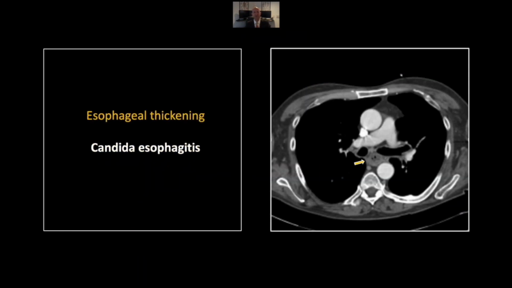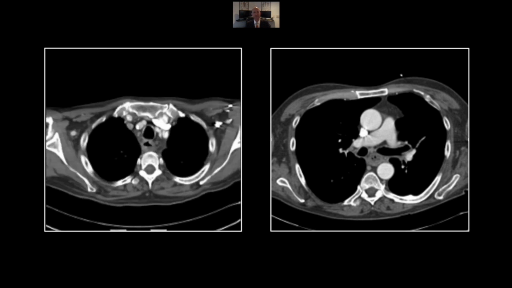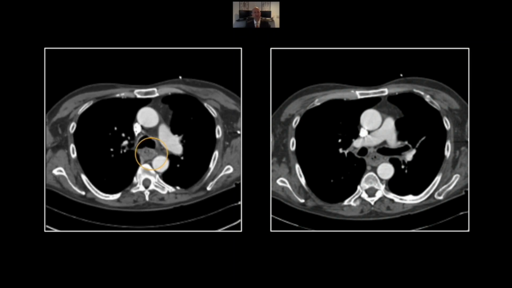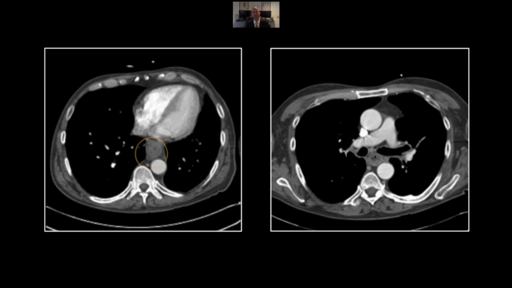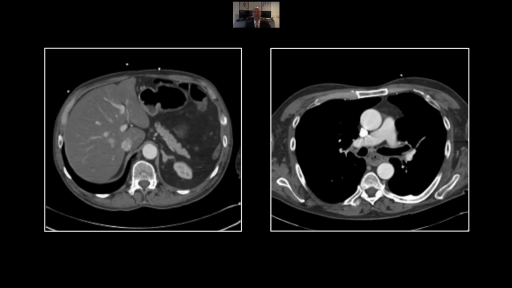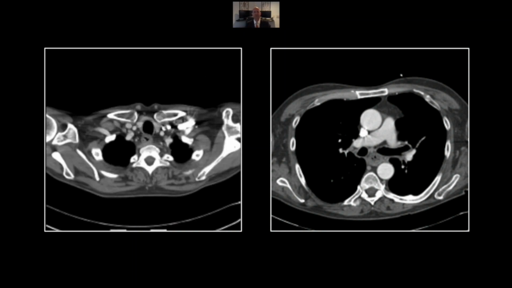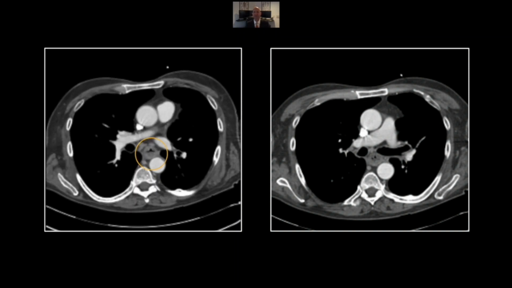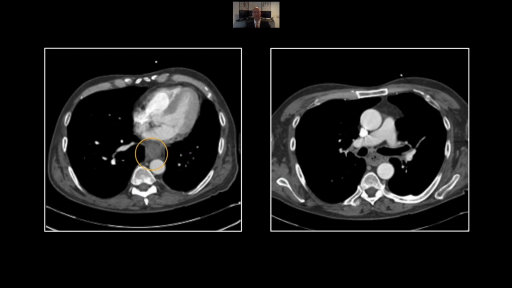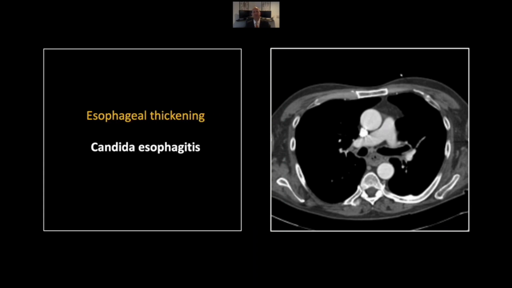This hypodense wall thickening of the esophagus is, of course, nonspecific, but the extent is impressive. From the very proximal to the very distal esophagus, everything shows that wall thickening. When I see that extent of esophagitis, I think of Candidal esophagitis as well as perhaps a few other infectious causes, such as CMV, especially in these immunocompromised patients. So that is a case of Candidal esophagitis.